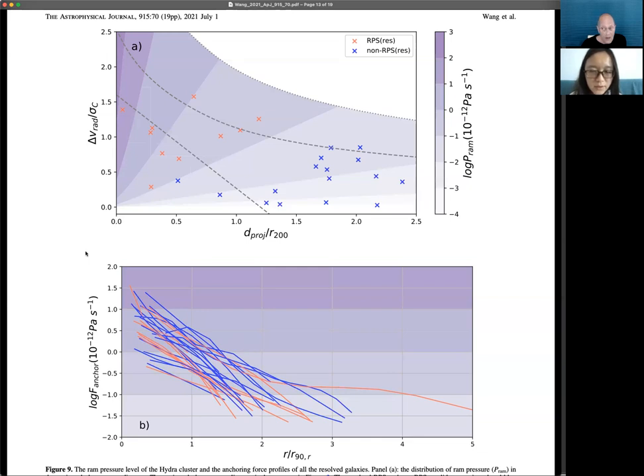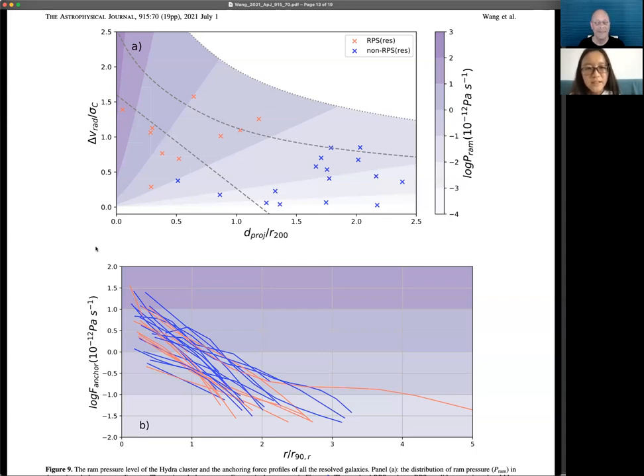Because the ICM density ram pressure level rises slowly in the outer cluster and rises deeply in the inner cluster, and because the anchoring force level within the galaxy rises very slowly from the very outskirts of the HI disk to the very inner region, the HI of the galaxy is slowly eaten by the environmental effects of ram pressure during the infall. The galaxy can stay gas rich during quite a long time of infall, and only get depleted when it is getting very close to the cluster center. So that's a major reason for all the properties we observe for the sample in this cluster.